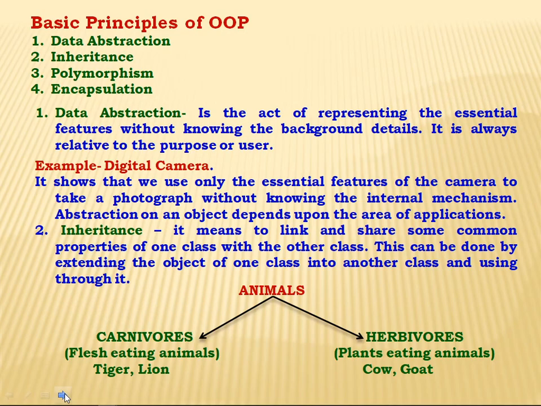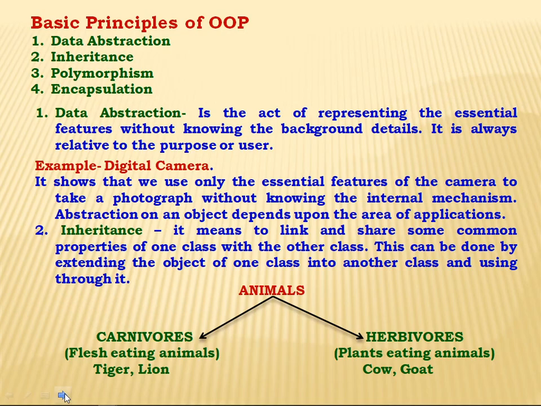I am going to give another example, children, like the switchboard. On a switchboard, you have different switches, and the internal configuration is hidden from you. That means you need not know the mechanism of that. You need to know the different switches which are used for which appliances. So that is another good example of data abstraction.